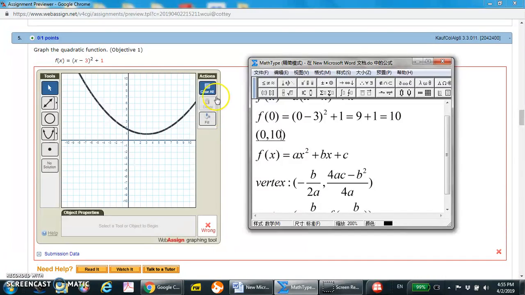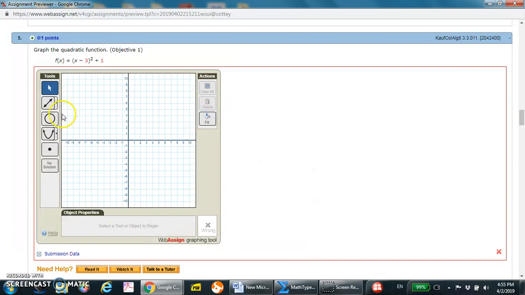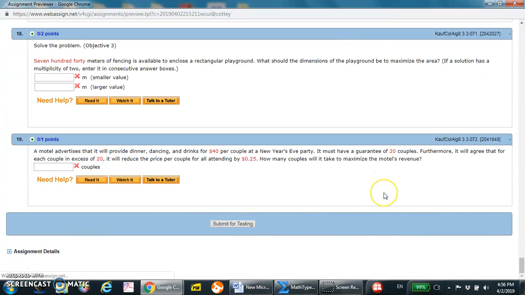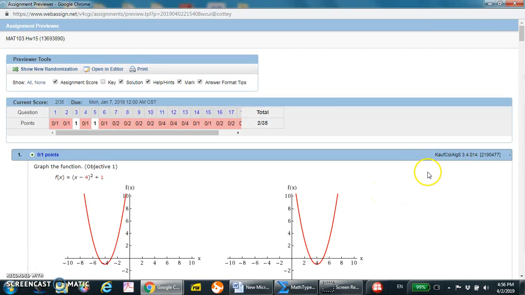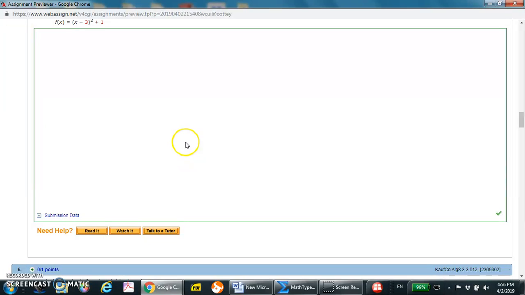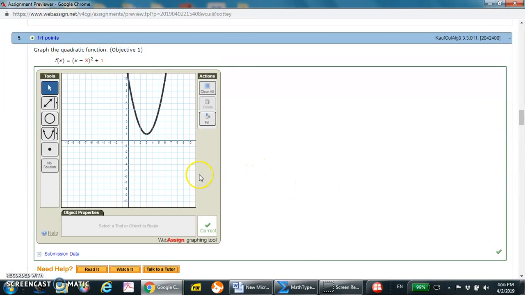Okay, let me try this point. So first, let me clear all. The first point is our vertex, so it's 3 and positive 1. Now the second point is 0 and 10. And let's try a second time to see what is going to happen. Now the second time, the website accepts my answer because the numbers I'm using right now are within this range between negative 10 and positive 10. So please be careful when you graph the function. Be careful to choose your numbers.